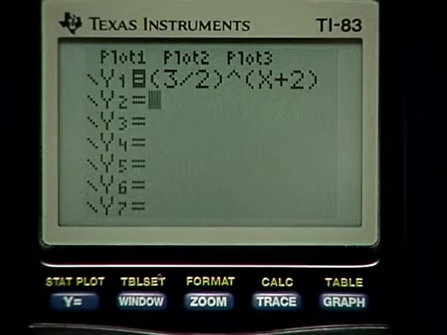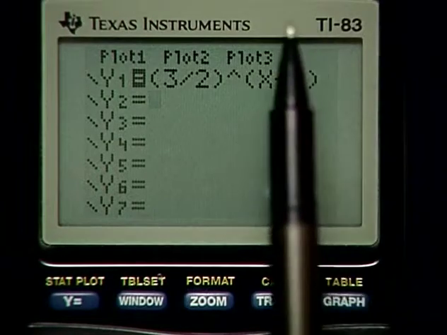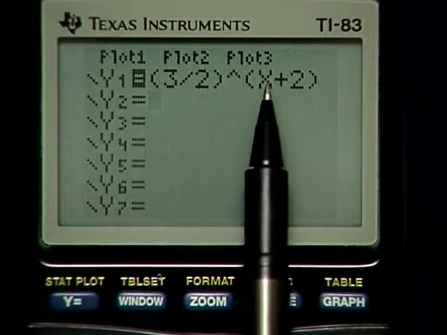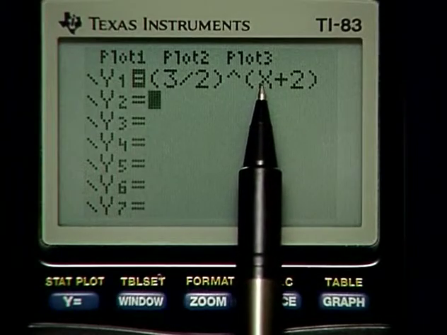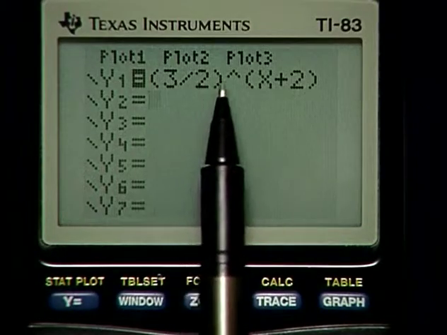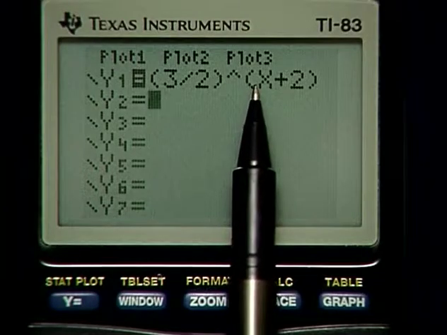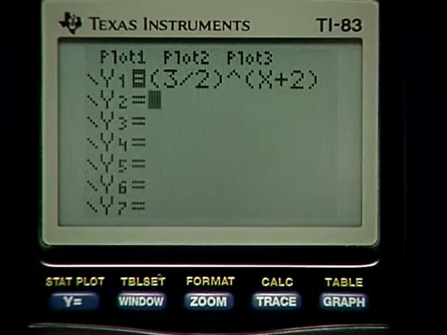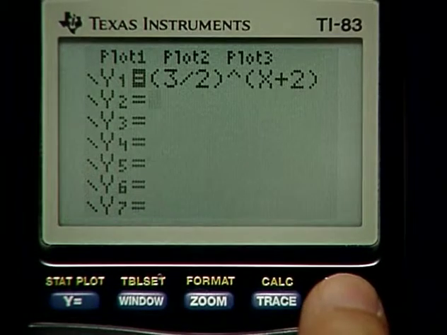The function has been entered. Do notice that the exponent is contained within a parenthesis. If the parenthesis is left off, then it would effectively be y equals (3/2)^x, and then that amount plus 2. But here the plus 2 is part of the exponent. At any rate, here's what the graph looks like.